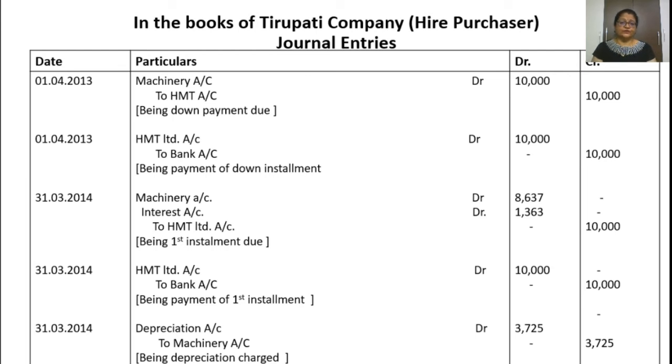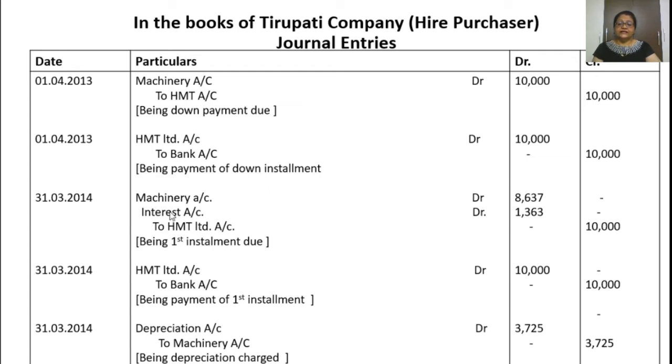Now you can go with the journal entries in the books of the hire purchaser, that is Tirupati company. The first entry is for the down payment due on the signing of the agreement. The first due is the advance, that is the down payment: Machinery account 10,000 to HMT account 10,000. On the same day the amount is paid, so HMT Limited account debit 10,000 to bank account 10,000. So it is the due and payment of the down payment.